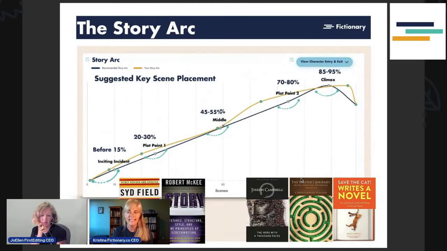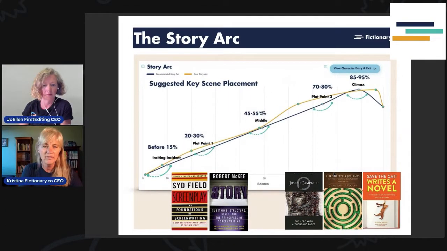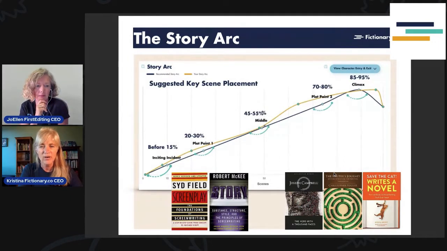Exactly. Okay. So we'll just start with the story arc. We covered this before, so I won't really go into it. The books on the bottom are all books about structure that are very interesting to read and come at it from different angles. And the image you're seeing is the story arc drawn in Storyteller. And what you're looking at is the blue line is the recommended story arc, and the orange line is where your plot points should hit in a range. So it's not a dead-on thing.